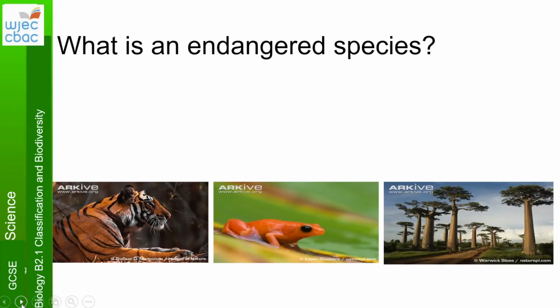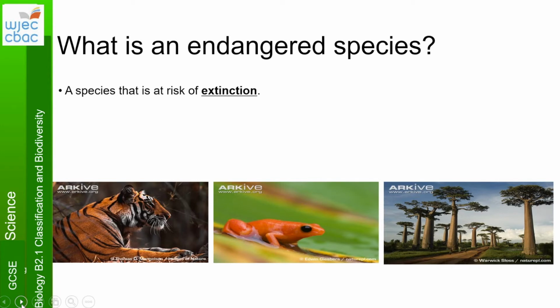So what do we mean by an endangered species? Here we can see three endangered species. We have the Bengal tiger, Panthera tigris. We have the golden mantella frog, Mantella aurantiaca, a small poisonous frog found in Madagascar. And we have these huge trees called Grandidier's baobab, which are also found in Madagascar.